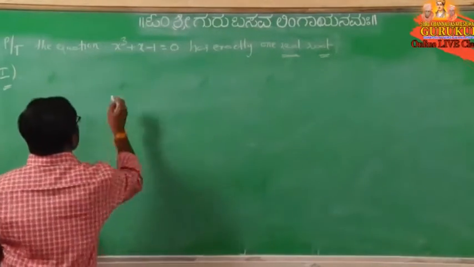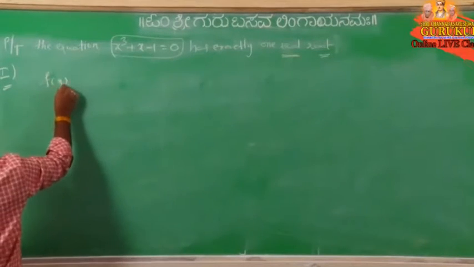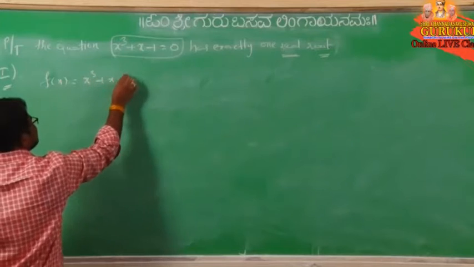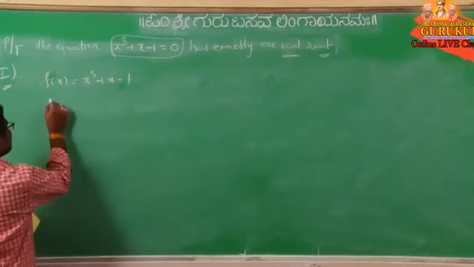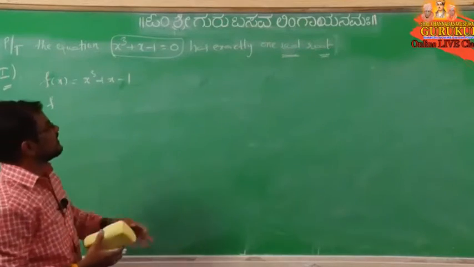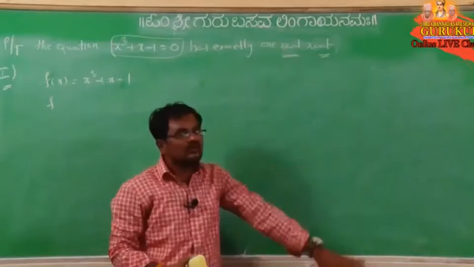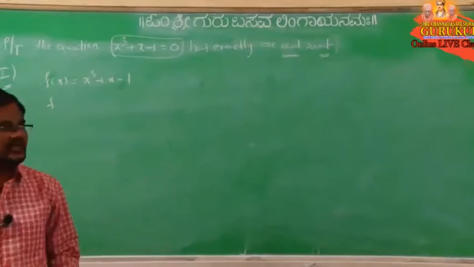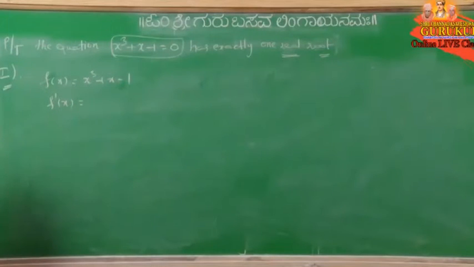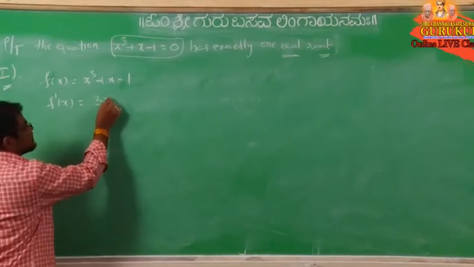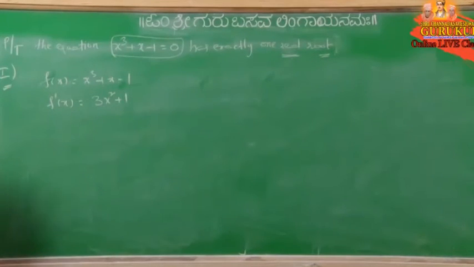Take the function, this is the given equation, f of x equals x cube plus x minus 1, right? Simple thing, but if you know this information, you can easily identify how many roots there are. You can show that only one root is there for this given equation. So do the differentiation, f dash x equals 3x square plus 1.